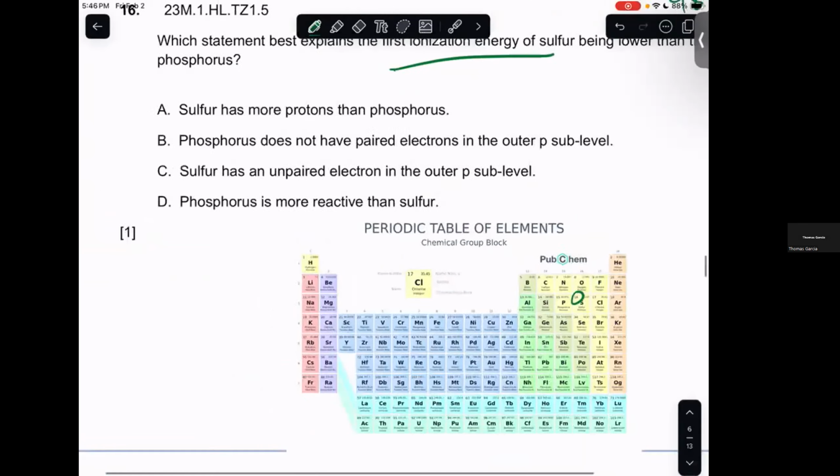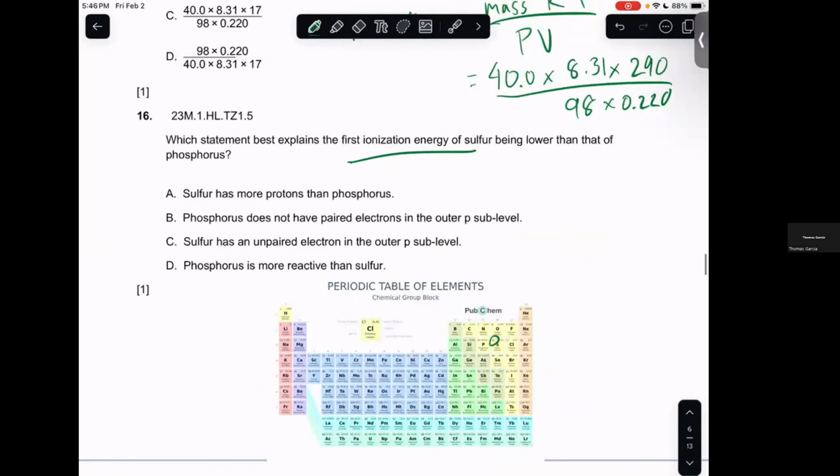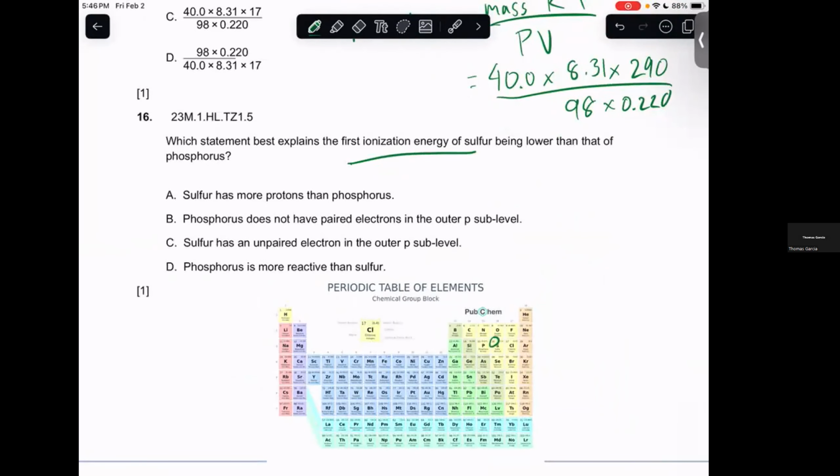Now the question is, does that explain the ionization energy of sulfur being lower? Because to me, that would suggest that our Z effective might actually be higher. The effect would be greater. So sulfur having more protons would counteract this. So it can't be that one. So let's look at the next one.